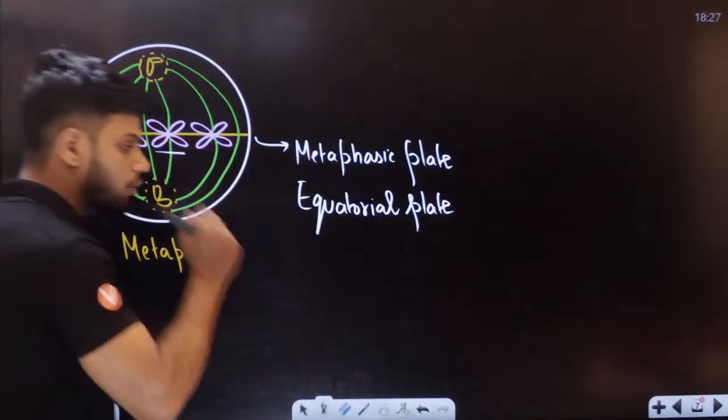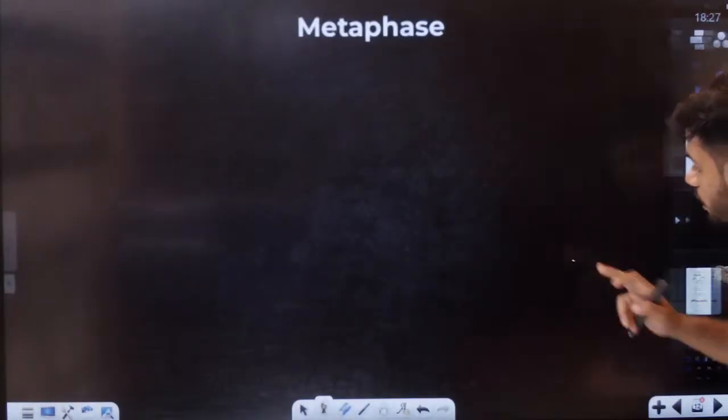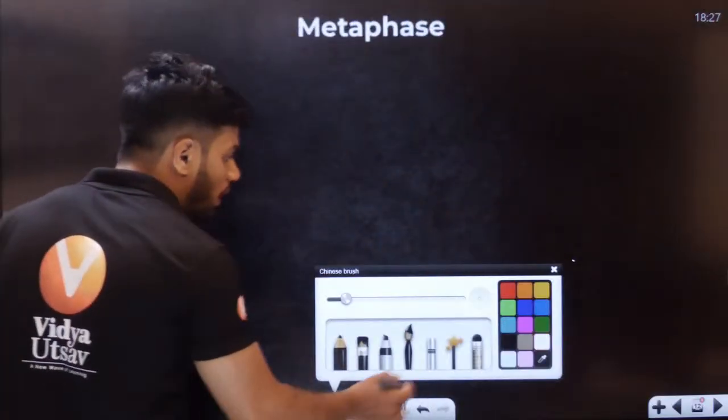Now, I want all of you to understand in metaphase what exactly is happening, students. Darshini, yes, I will reply. Don't worry, I'll reply, students.